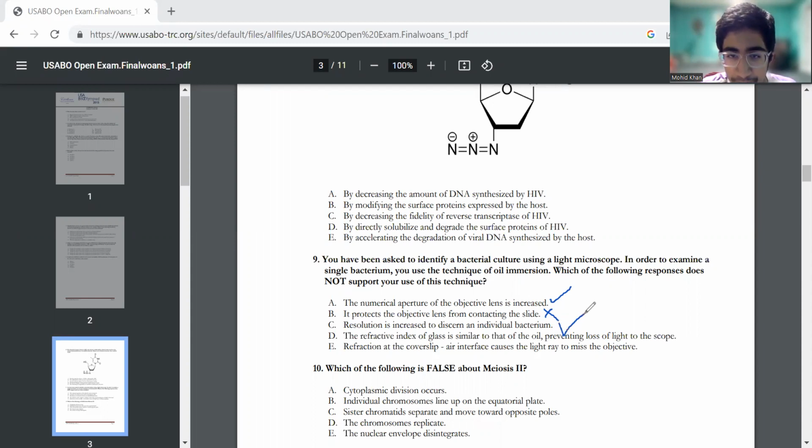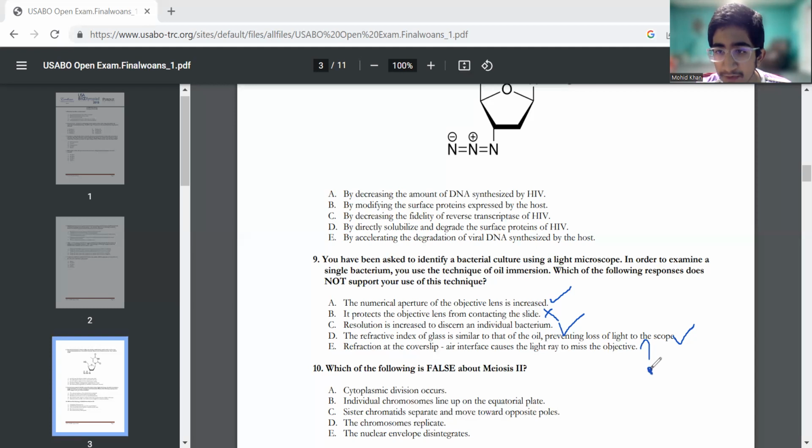Resolution is increased. Yes. The refractive index of glass is similar to that of oil, preventing loss of light to the scope. Yes. They both are around 1.5. I think oil is 1.47 and glass is 1.5. It's not something you really need to know, but it is something I remembered from studying. So this is correct. So B seems pretty reasonable right now, but let's look at E. Refraction at the cover slip air interface causes the light ray to miss the objective. Well, that just doesn't seem to be the correct answer. Honestly, I am pretty much guessing at this point, but my intuition is with B.